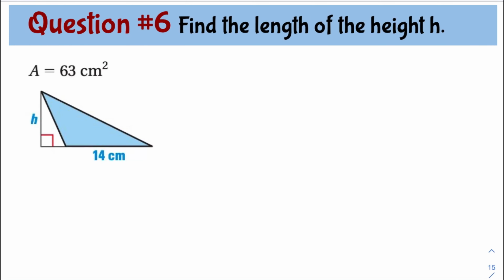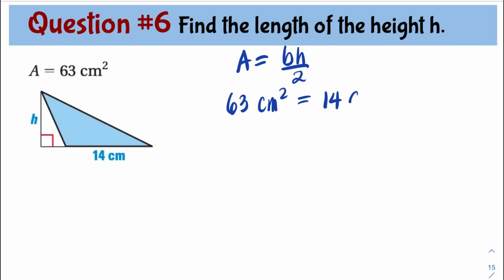Question number 6. Find the length of the height if the area is 63 centimeters square and the base is 14 centimeters. Again, area is equal to base times height divided by 2. The area is 63 centimeters square. Base is 14 centimeters. We don't know the height. And divide by 2.